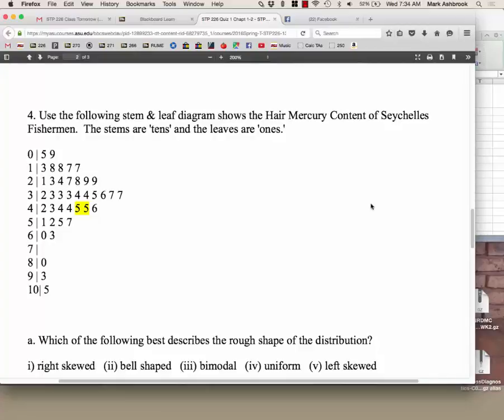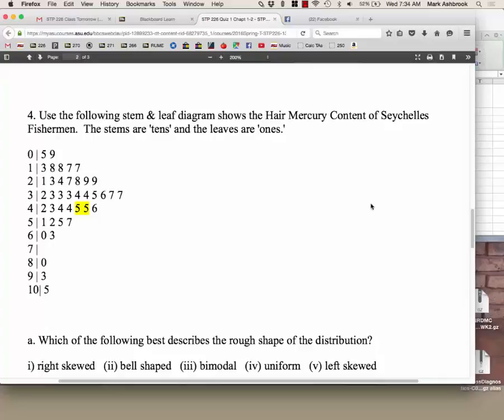So she's saying there's 2 45s in the data set. You agree with that? 2 of the same numbers, okay. But what are they? 2 of the fishermen had a mercury hair content of 45. So don't forget that this is telling us something descriptive about something in the world. So it's telling us that in this data set, 2 of the fishermen had a hair mercury content of 45.